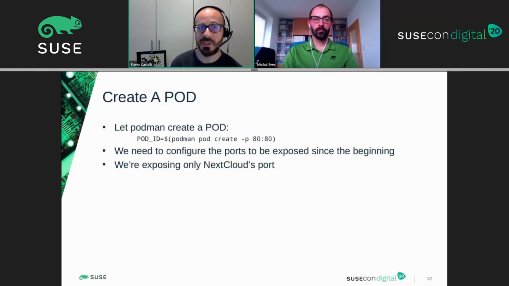So let's start, first of all, by creating a pod. To do that, we just use the podman pod create command, and at creation time of a pod, we also have to specify which ports have to be exposed to the world. In this case, we're going to map port 80 of the pod on port 80 on the host. This is the port used by Nextcloud, of course. As you can see, we're not exposing MariaDB, so MariaDB will stay secure.